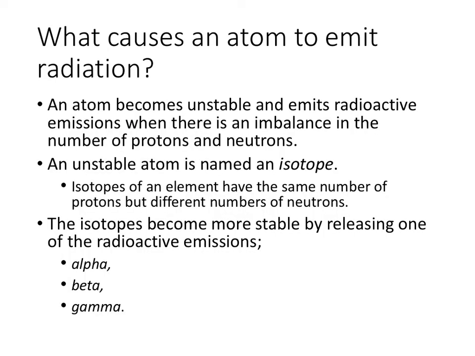Okay, so what causes an atom to emit radiation? An atom becomes unstable and emits radioactive emissions when there is an imbalance in the number of protons and neutrons. We found out last time that an unstable atom is named an isotope. Isotopes of an element have the same number of protons but different numbers of neutrons. Last lesson we looked at hydrogen, for example, and we saw that all the hydrogen isotopes had 1 proton but different numbers of neutrons. The isotopes become more stable by releasing one of the radioactive emissions. That's alpha, beta, or gamma, and we're going to look at those later on.